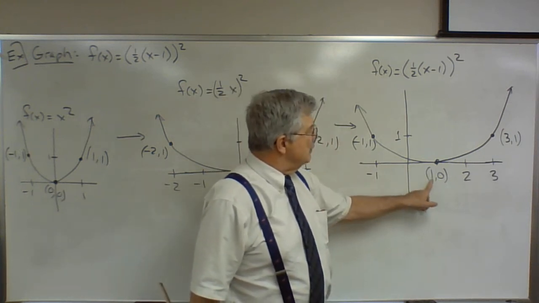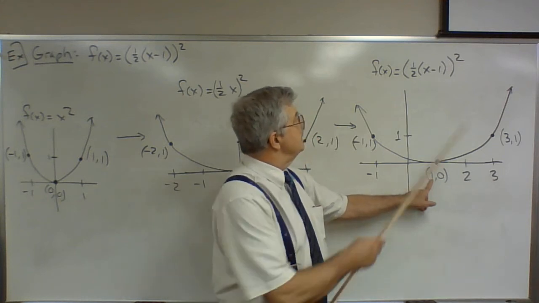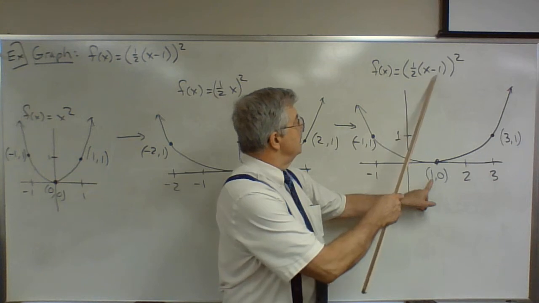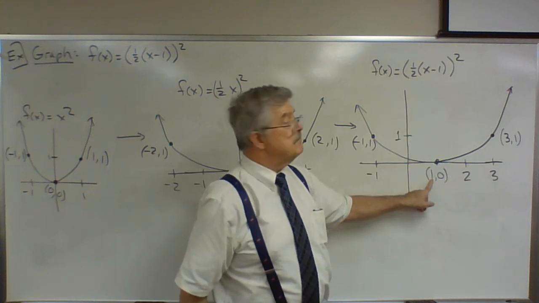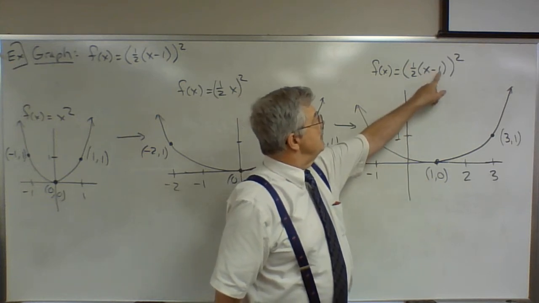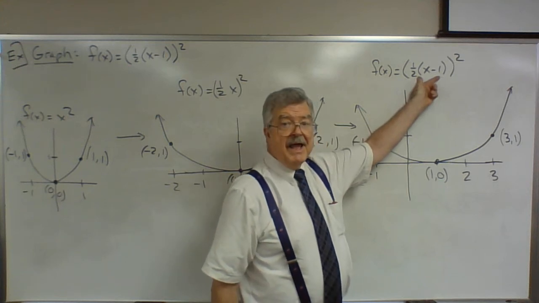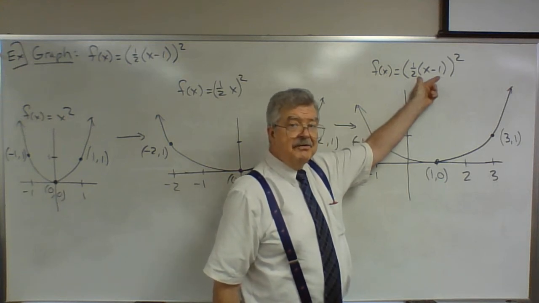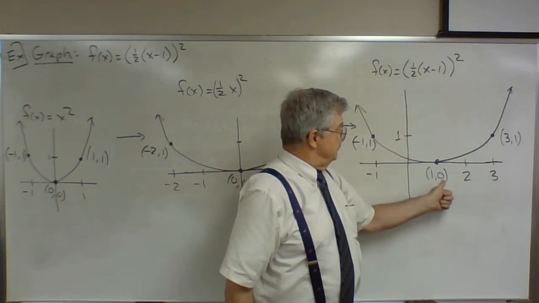Let's take the x coordinate here, x equal 1. If we plug it into this function, we should get the y coordinate 0. Do we get that? Take x equal 1, and we have x minus 1 is 0. We multiply it by a half. The half times 0 is still 0. And then we take 0 and square it, we still get 0.